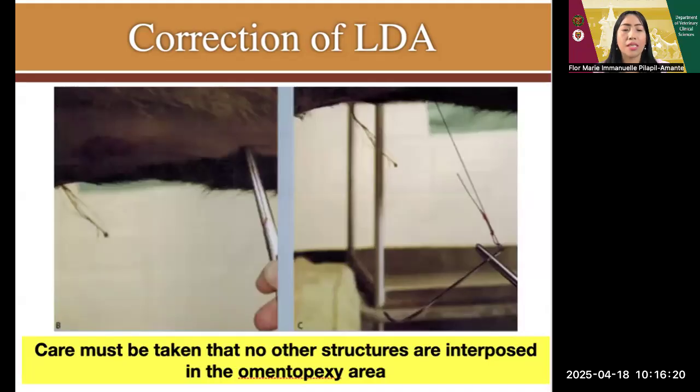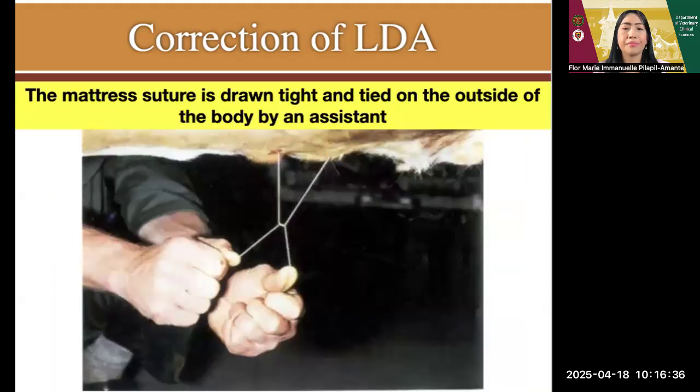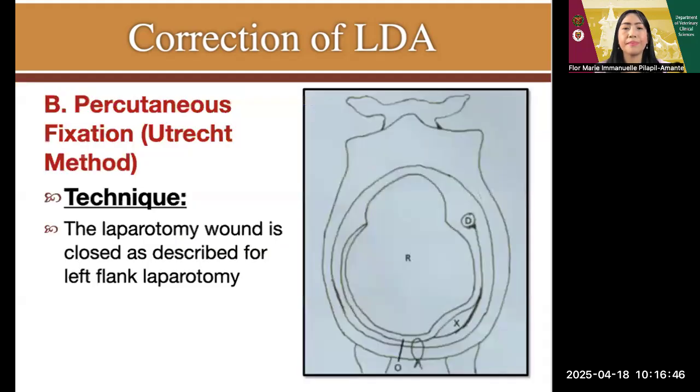Picture B shows us the pointed part on the ventral abdomen near the location of the forceps, which is where the needle is pointing inside. Once part of the needle has already appeared externally, it can be pulled out with the forceps. The mattress suture is drawn tightly and tied on the outside of the body by an assistant. The laparotomy wound is closed as described for the left flank laparotomy.